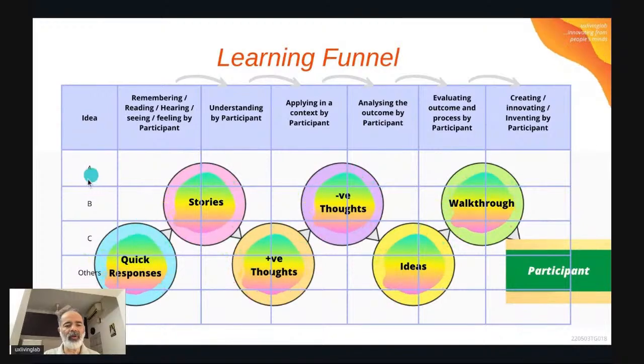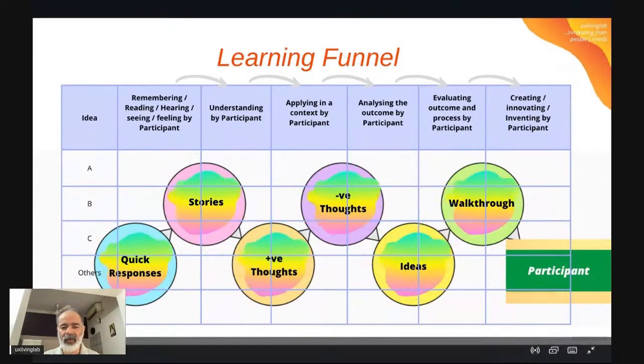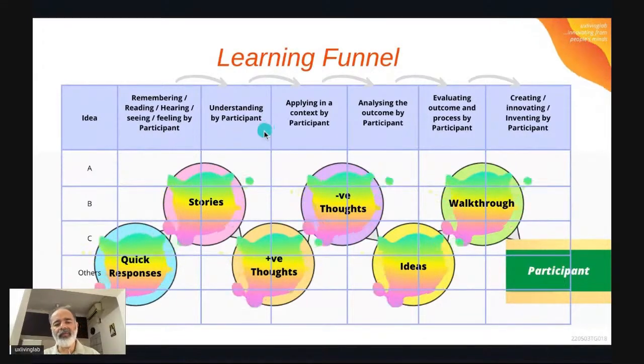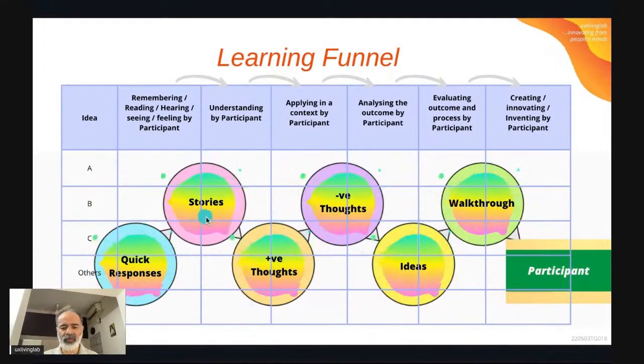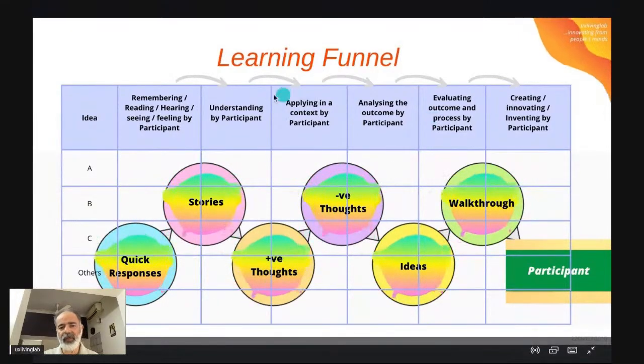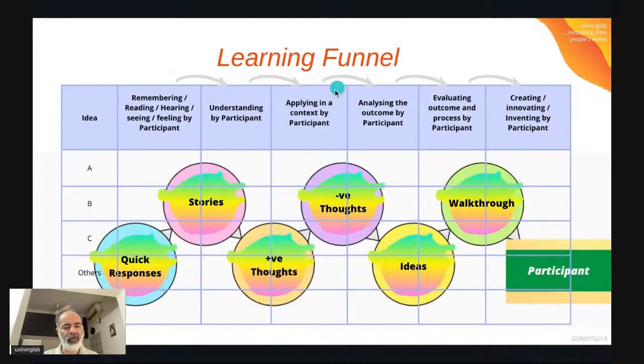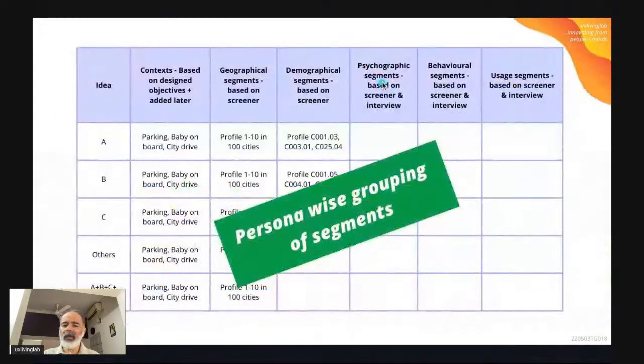Two weeks back we discussed how the discussion guidelines are to be prepared. So A, B, C, there are 3 ideas, then combined ideas, and other ideas. For every idea in every funnel, we have to collect quick responses, stories, positive thoughts, negative thoughts, ideas, and walkthroughs from the participant. It's already collected by the moderator, then the analyst should learn. That's why it's called the learning funnel. Then grouping of this information based on segmentation and persona. This we already discussed last week. So it's a quick look into these strategies.